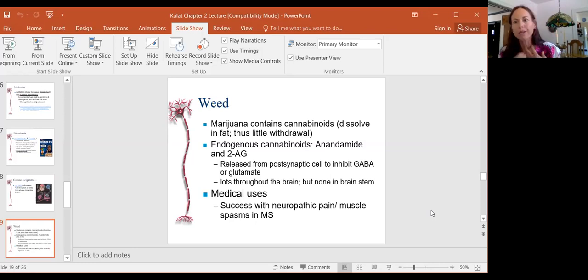Because that's where breathing and heart rate and all that stuff exists. So you probably never heard of anyone ODing on marijuana, and that's why. People don't die from marijuana unless they just do something stupid like jump off of a building or whatever.